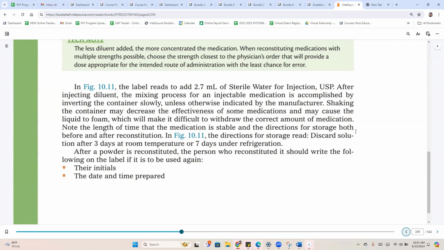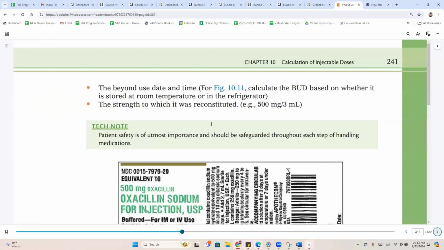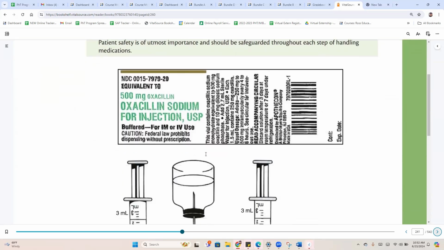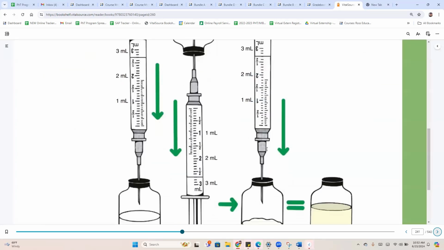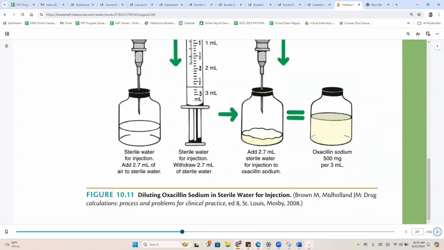Note the length of time that the medication is stable and the directions for storage both before and after reconstitution. In figure 10.11, the directions for storage read discard solutions after 3 days at room temperature or 7 days under refrigeration. After a powder is reconstituted, the person who reconstituted it should write the following on the label if it is to be used again: their initials, the date and time prepared, the beyond use date and time, and the strength to which it is reconstituted. And then here's a little graphic picture to show you exactly how that process is done.